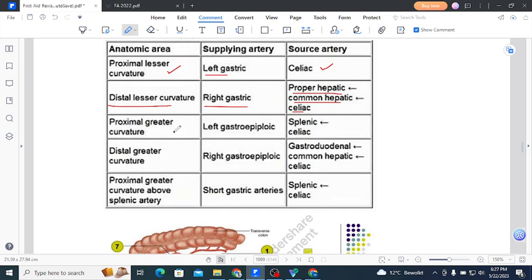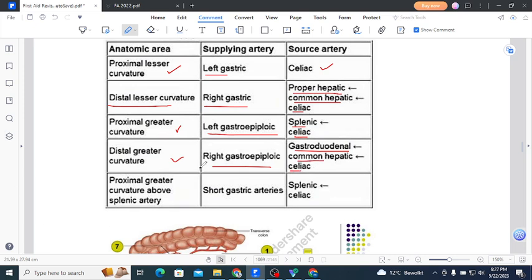The proximal greater curvature is supplied by the left gastroepiploic artery, which is coming from the splenic artery, and the splenic artery in turn originates from the celiac artery. The distal greater curvature is supplied by the right gastroepiploic artery. The right gastroepiploic artery is coming from the gastroduodenal artery, which originates from the common hepatic artery, and that originates from the celiac artery.